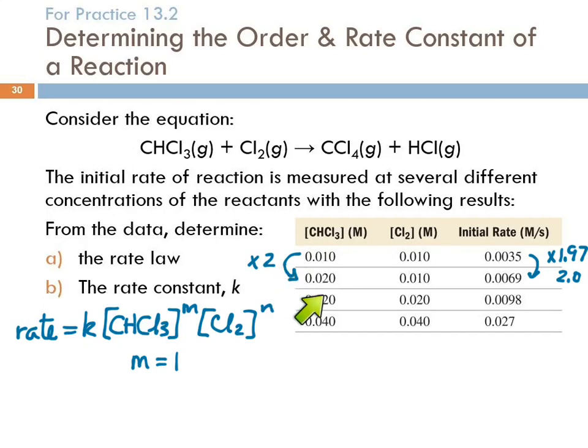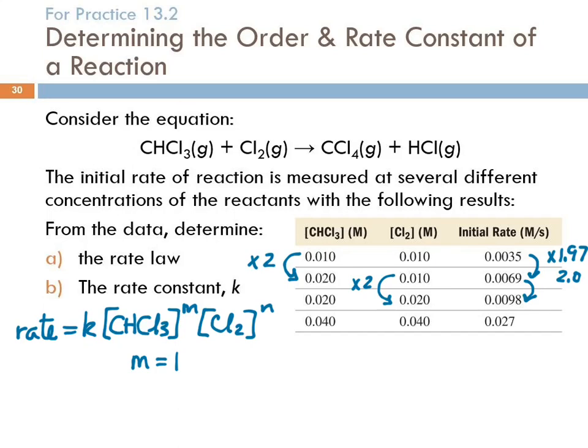Now here, we need to figure out what's going on with Cl2. So we could compare the second line and the third line because here the first concentration is staying the same. We need that one to stay the same, so it's not going to mess with the effect of the other one. So from 0.01 to 0.02, we're doubling the concentration, right? And then we want to see what's happening with the rate there. Well, that's not exactly obvious.